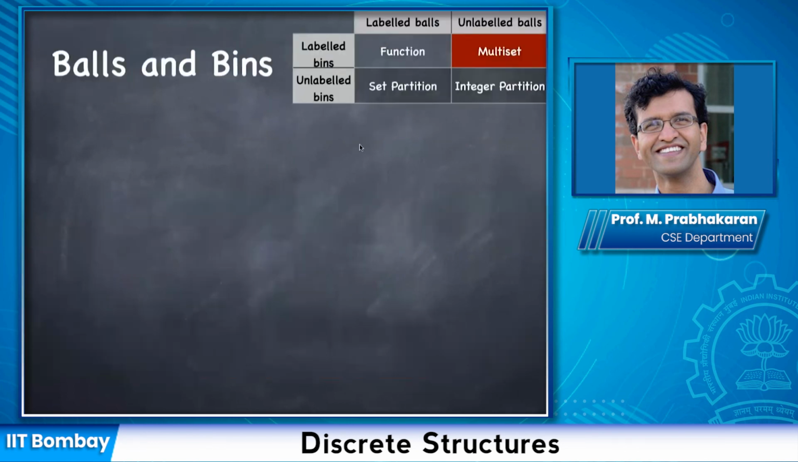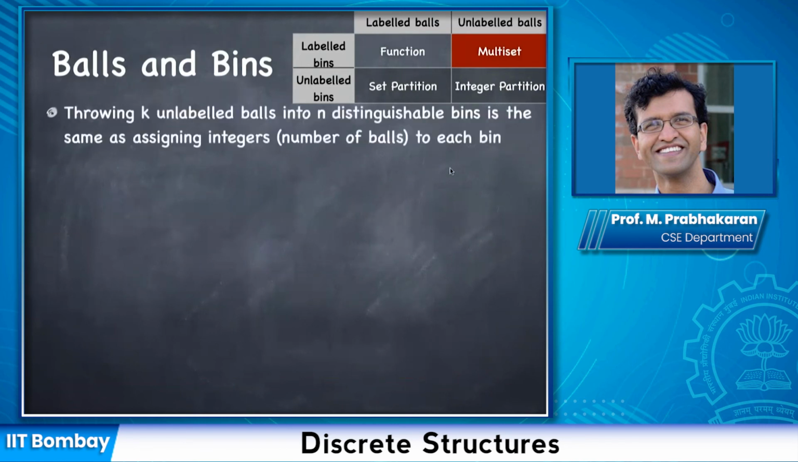Next, we move to the case of labeled bins and unlabeled balls. Throwing unlabeled balls means we don't distinguish between a setting in which, say, the blue and green balls went into the first bin versus the blue and red balls went into the first bin. It's just that two balls went into the first bin. That's all we care about. So when we say we are considering unlabeled balls, we only care about the count of how many balls there are in each bin. We don't care which balls.